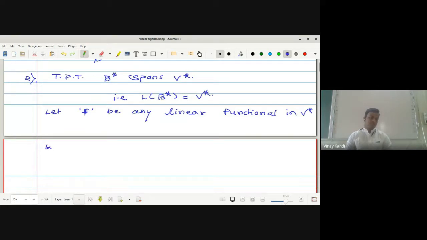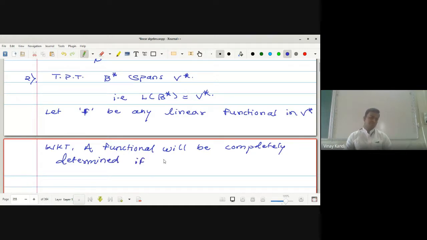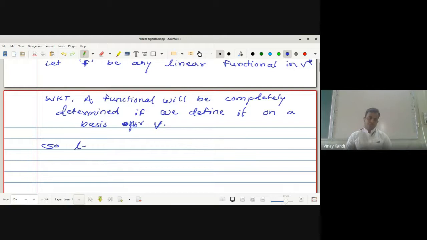Okay, past statement. We know that a functional will be completely determined if we define it on a basis for V. If we define it on a basis, it will be defined on the whole vector space. Okay, and let the image of alpha i, that is, the image of each and every element of the basis, be equal to ai, for i is equal to 1 up to so on n.